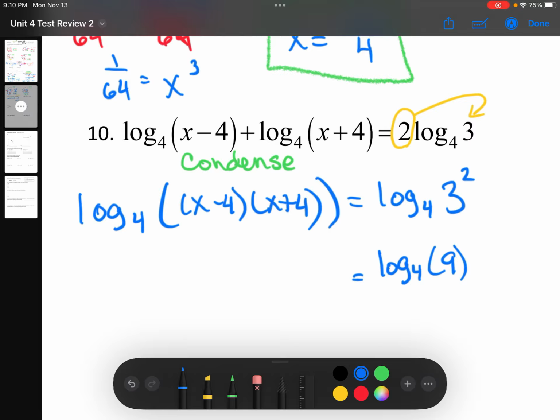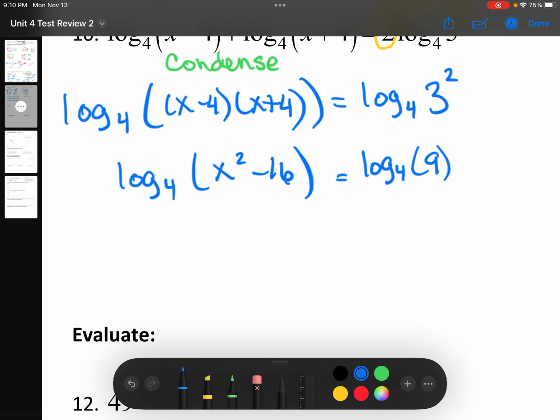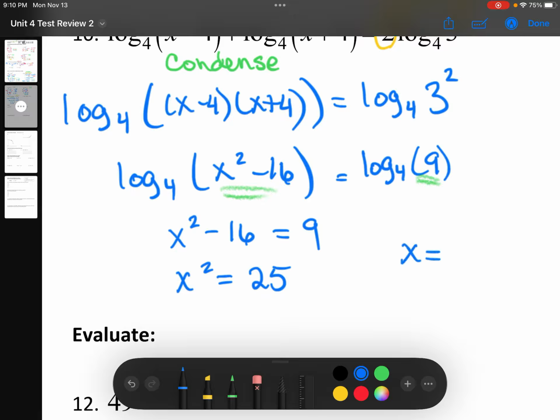When we multiply out x plus 4 times x minus 4, those middle terms zero themselves out, and we're left with x squared minus 16. So log base 4 of x squared minus 16 equals log base 4 of 9. So what's inside the logs must be equal. x squared minus 16 is equal to 9. So x squared equals 25. Take the square root, and x equals 5.